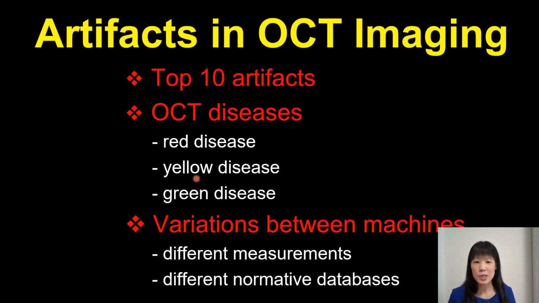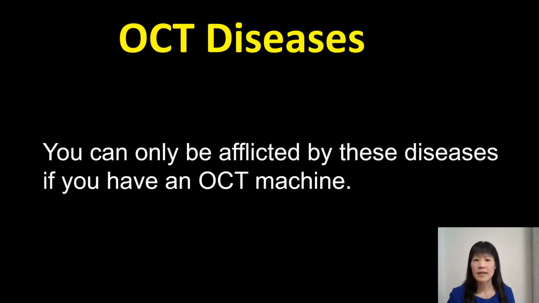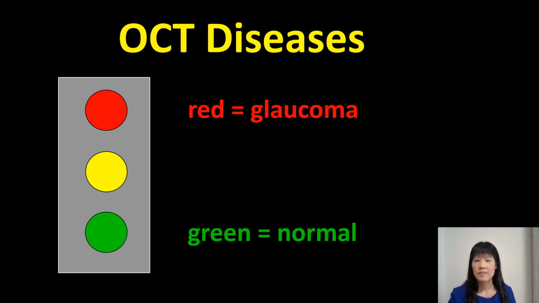Now, this is an interesting group of diseases. These are OCT diseases, meaning your patient can only be afflicted with these diseases if you have an OCT machine, which is the pathogen. So, again, these are diseases that your patient can have if you have an OCT machine. So these are artifactual changes due to the OCT machine giving you incorrect measurements.